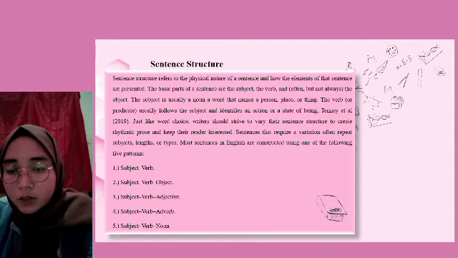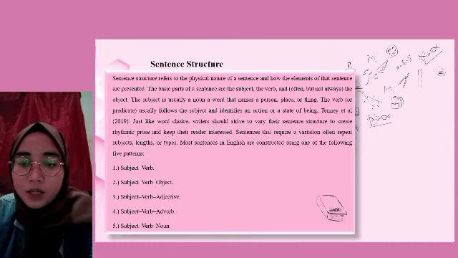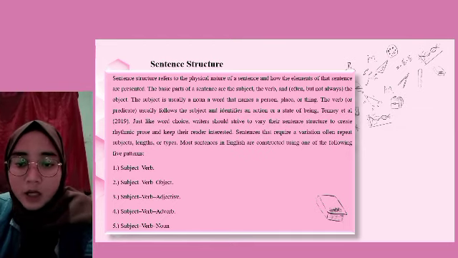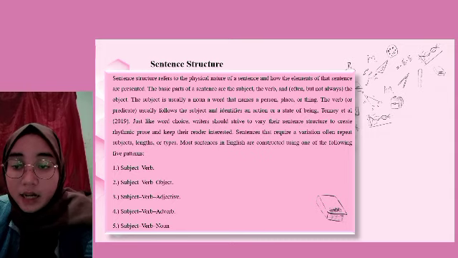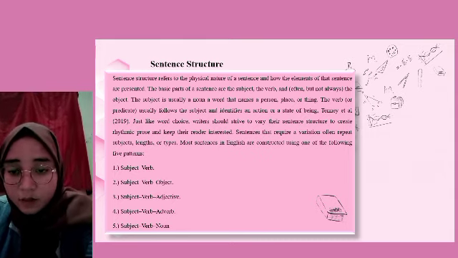Tenney et al. 2019: just like word choice, writers should strive to vary their sentence structure to create rhythmic prose and keep their reader interested. Sentences that require variation often repeat subject, length, or types. Most sentences in English are constructed using one of the following 5 patterns. First, subject-verb, next subject-verb-object, and then subject-verb-adjective, fourth, subject-verb-adverb, and then the last is subject-verb-noun.